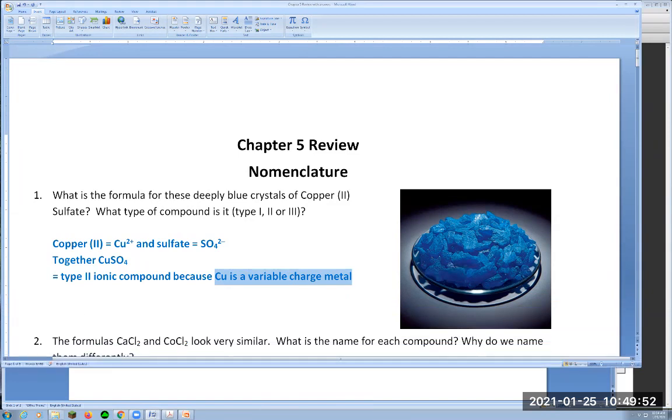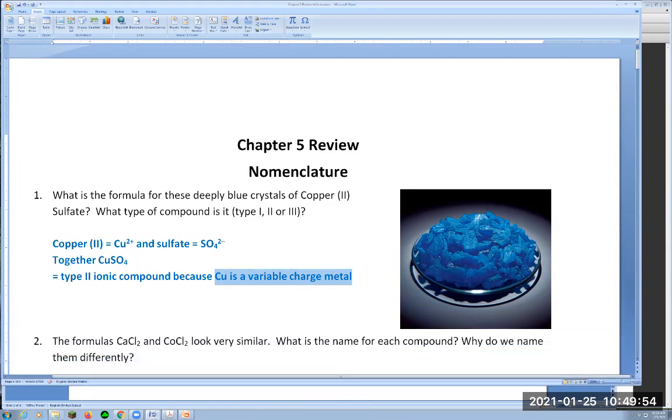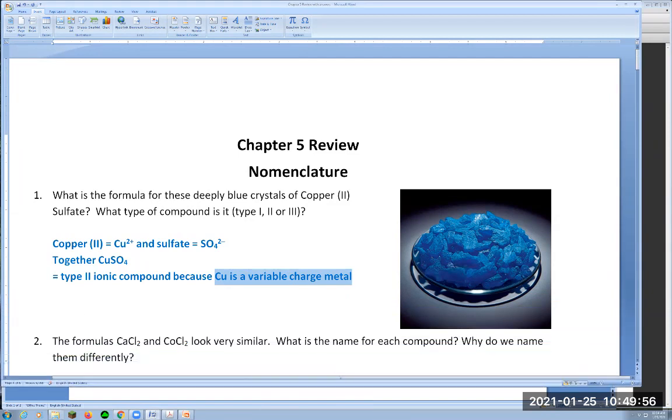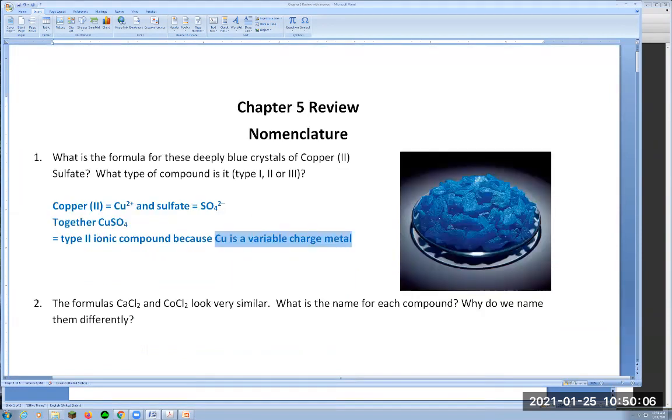Let's look at question 2. The formulas for CaCl2 and CoCl2 look very similar. What is the name for each compound? Why do we name them differently? So let's name CaCl2 first.